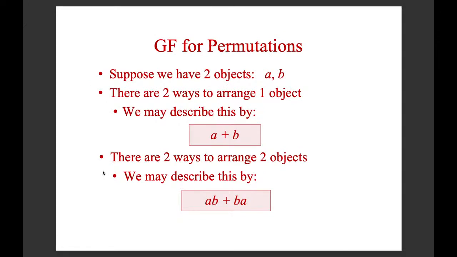To begin with, suppose that we have 2 objects, A and B, and then we see that there are 2 ways to obtain one object and make the arrangement. This is captured by the expression A plus B. And if we want to select 2 objects and then make arrangements, then there are 2 ways. We may have A first, B after that, or we may have B first, A after that. So we can describe this by the expression AB plus BA.